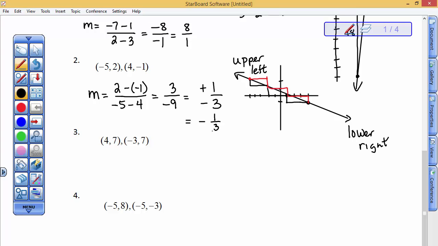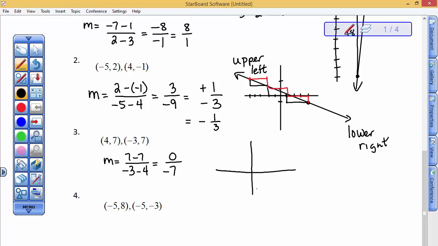All right, what happens when we have y values that are the same? So m equals y sub 2 minus y sub 1. Then x would be a negative 3, and I'm going to subtract 4. But in the numerator I have 0, and in the denominator I have a negative 7. If I look at the graph of these two lines, they have the same y value.